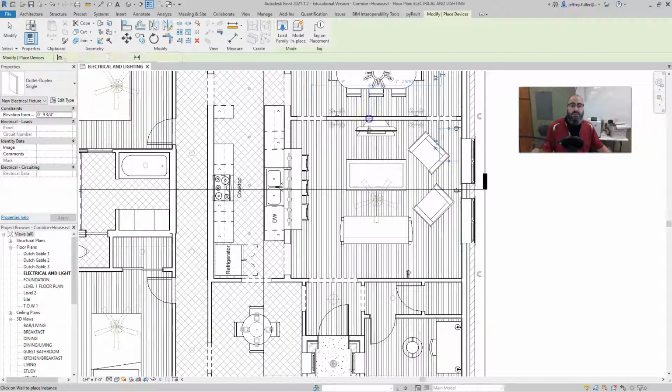So we're going to place a few back here for the entertainment center. And that will allow them to plug all of their entertainment components in.